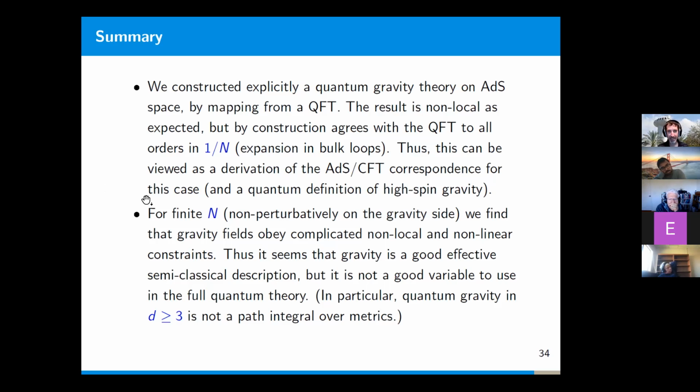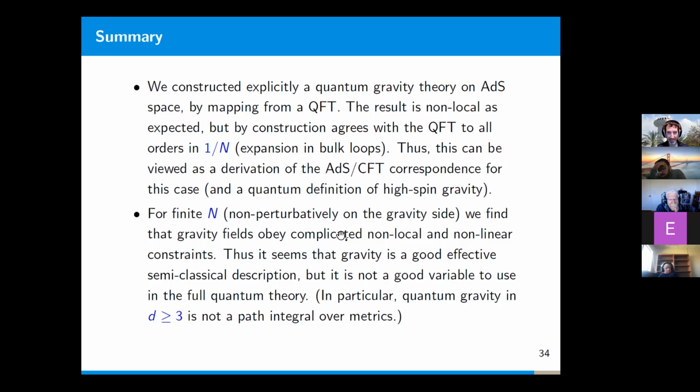Now, for finite N, which means once we include non-perturbative effects on the gravity side, we find that in principle, we can still map to the same variables, but our bilocal variables, and therefore also the gravity fields that we obtain, now obey highly complicated nonlinear and non-local constraints. So some Nth powers of these gravity fields are now related to Nth powers of completely different gravity fields at different positions. So the gravity description does not seem useful once we try to describe finite N effects.